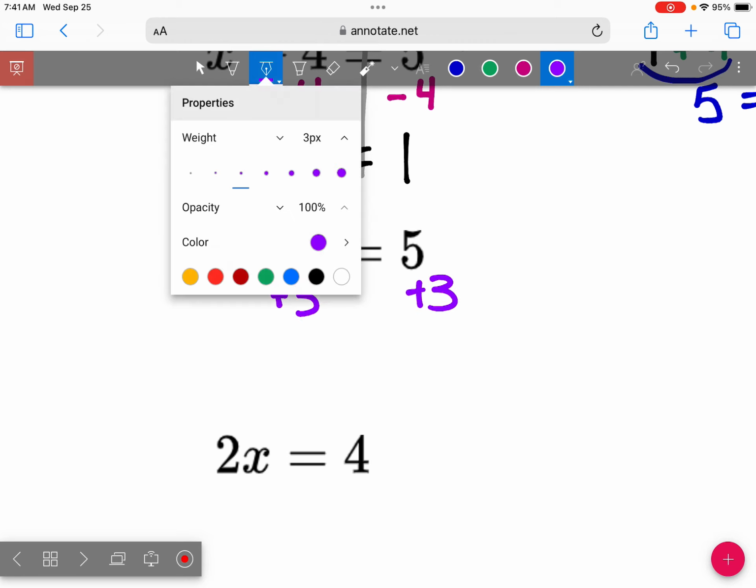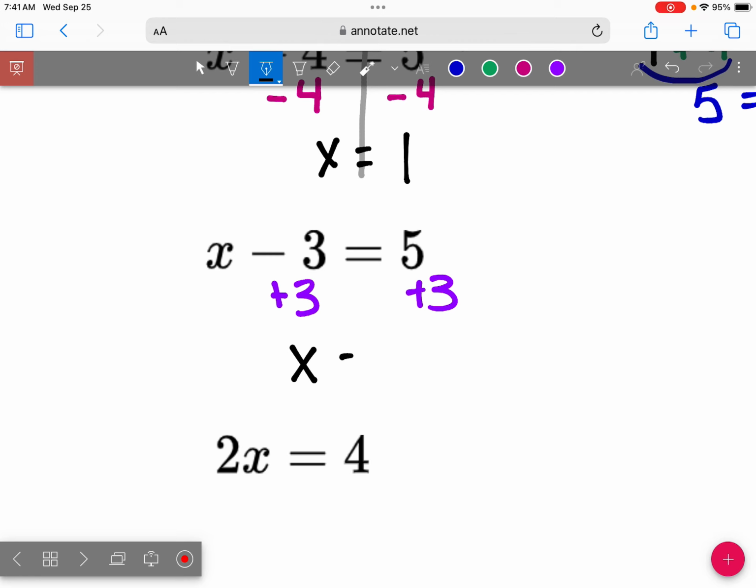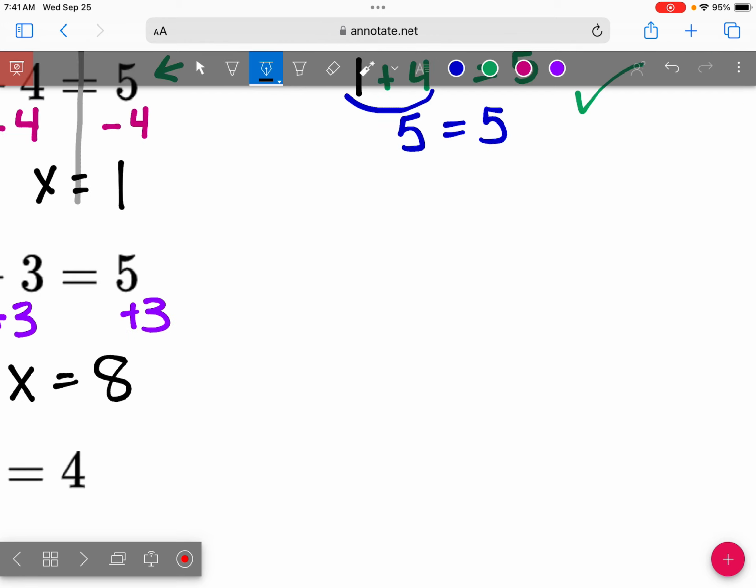Plus 3. So my solution is x equals 8. Again, we're going to check it. We want to know if 8 minus 3 really does equal 5. And so we do this again, simplifying this side now. We don't cross the equal sign on a check. We simplify. We should only have numbers at that point.